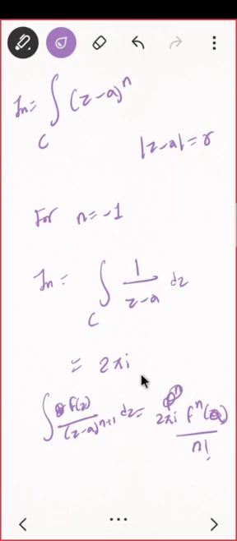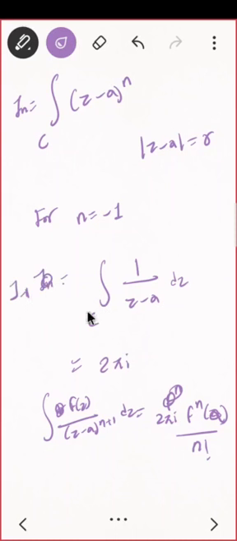So 2 pi i it will be function at 0, function at e, but the function is constant. So the answer is 2 pi i. Is that clear? So it is for i minus 1. Is that okay to you?